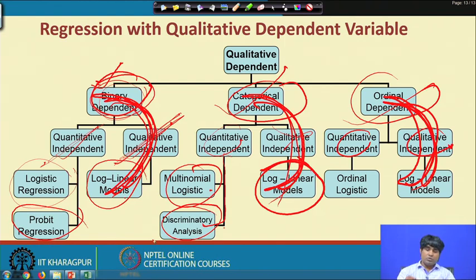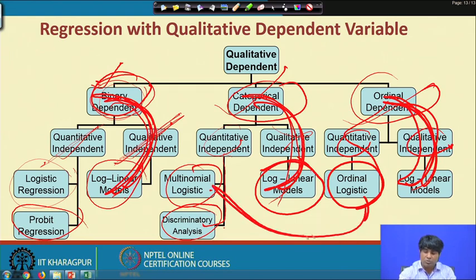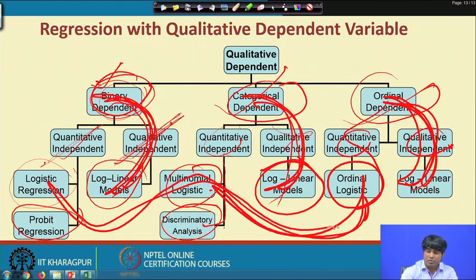However, in the case of a quantitative independent variable and a categorical dependent variable, you may have a multinomial logistic or discriminant analysis. In the case of a binary dependent variable, we have logistic regression and probit regression. And in the case of an ordinal dependent variable with quantitative independent variables, we have ordinal logistic functions. So the logistic function is the common one, and this is how the commonality is found in these three categories, right.